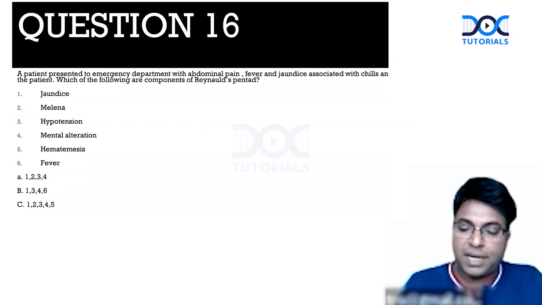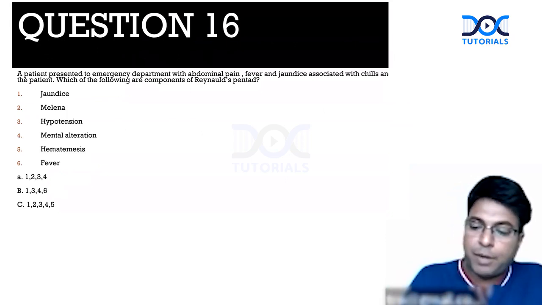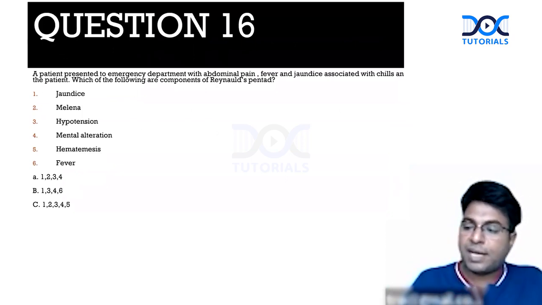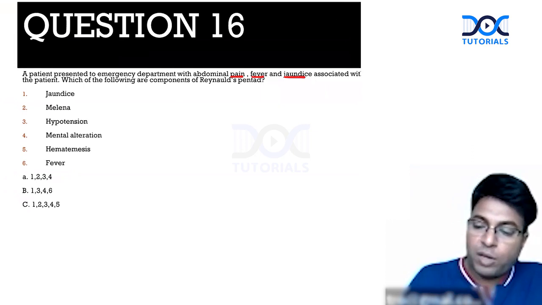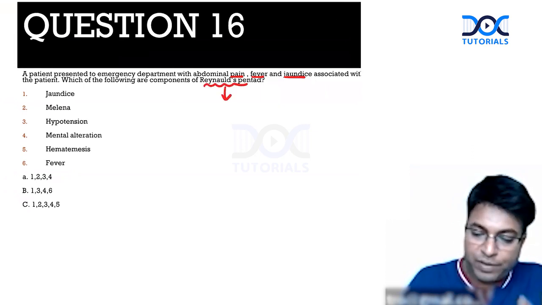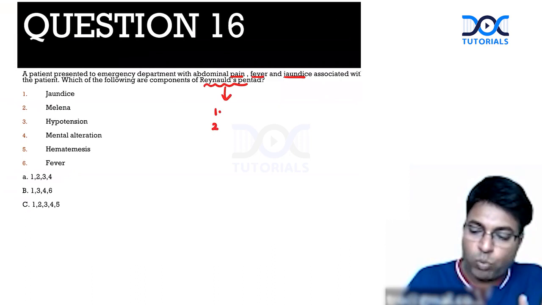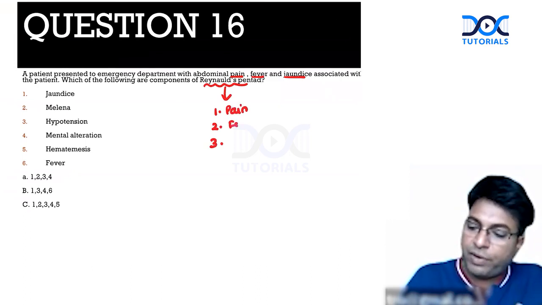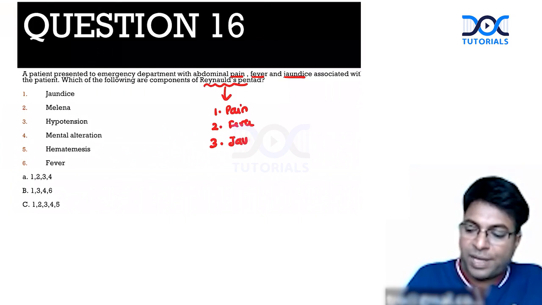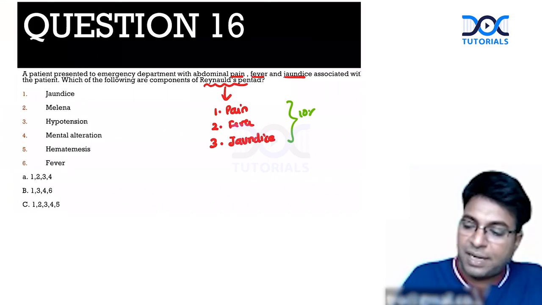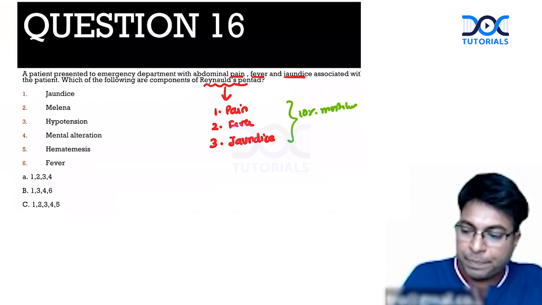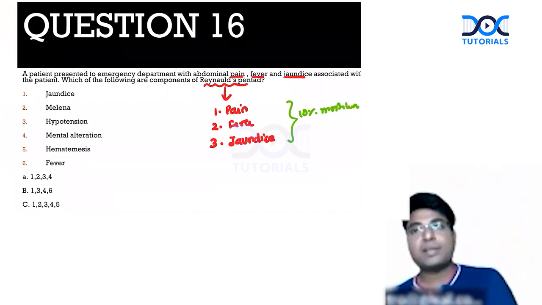A patient presented to the emergency department with abdominal pain, fever, and jaundice associated with chills and rigors. Cholangitis was suspected. Okay, this is a case of cholangitis. What do you mean by Reynolds pentad? So very simple. I hope you know Reynolds pentad or Charcot's triad. Pain, fever, jaundice. This is known as Charcot's triad. If there is Charcot's triad, there is 10% mortality. Please remember this.